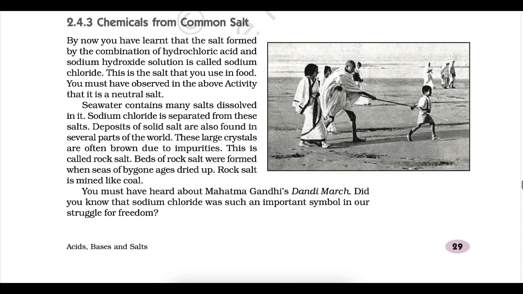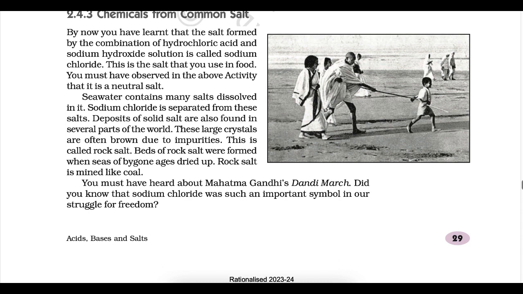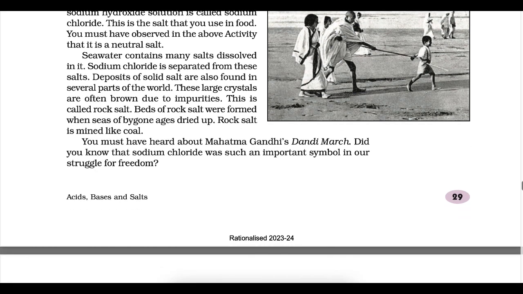Chemicals from common salt. By now you have learned that the salt formed by the combination of hydrochloric acid and sodium hydroxide solution is called sodium chloride. This is the salt that you use in food. You must have observed in the above activity that it is a neutral salt. Seawater contains many salts dissolved in it. Sodium chloride is separated from these salts.